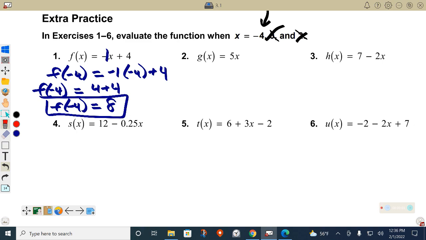Put this one in red. So g of x equals 5x. So let's figure out the function g of x when x is -4 here again. Here we go. So g at -4 equals 5 times -4. So the function g at -4 is going to be -20. That was easy. Wow.